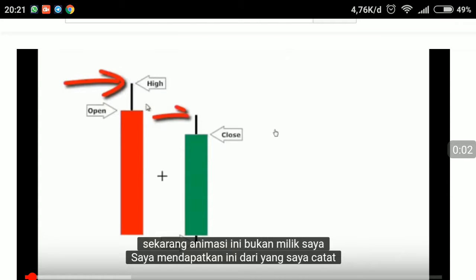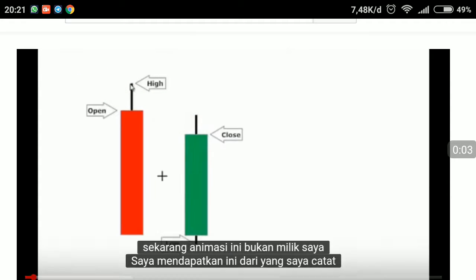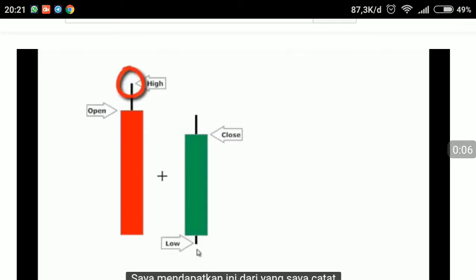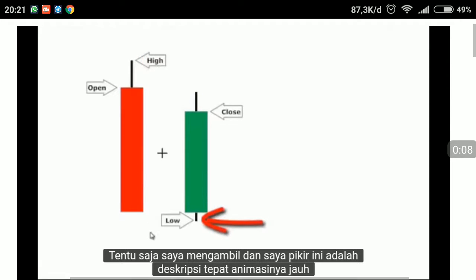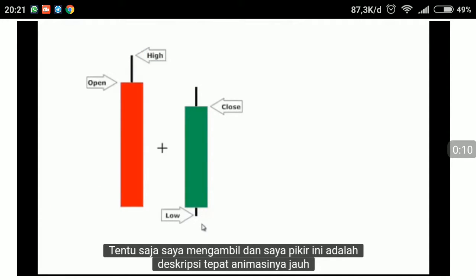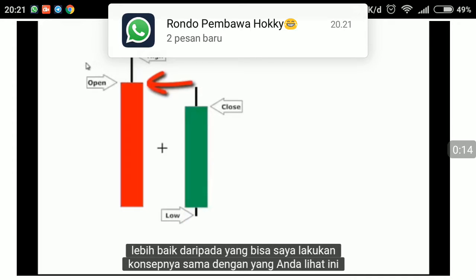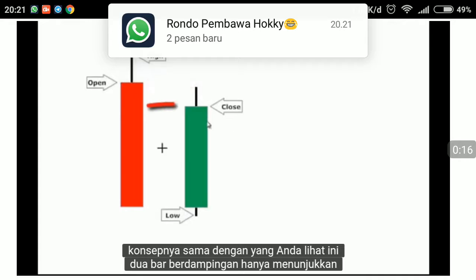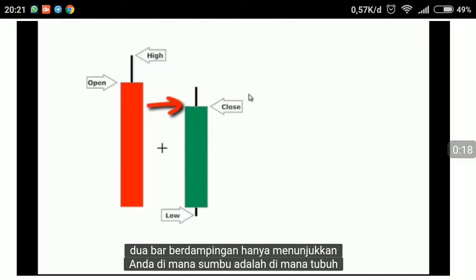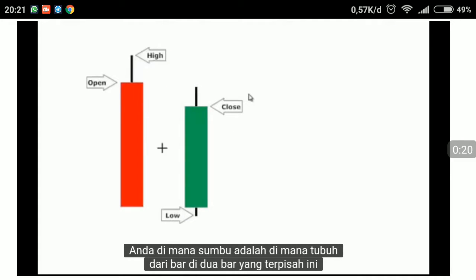I got this off the... I recorded it off of the course I was taking, but I think it's an apt description. The animation is much better than I can do. Anyway, the concept is the same. You see these two bars side by side. It's just showing you where the wicks are, where the bodies of the bars on these two separate bars are.